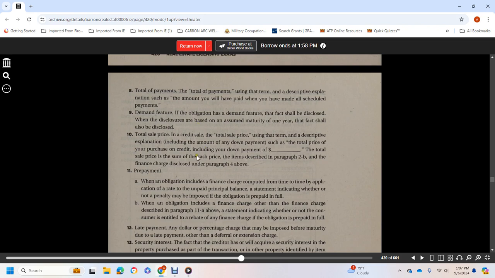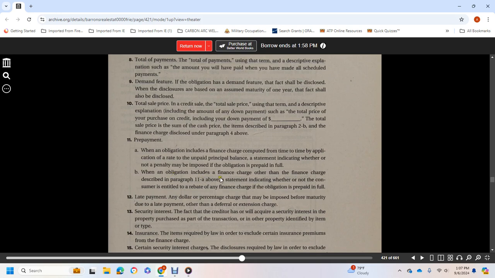Prepayment: when the obligation includes a finance charge computed from the time-to-time application of a rate to the unpaid principal balance, a statement indicating whether or not a penalty may be imposed if the obligation is prepaid in full. When the obligation includes a finance charge other than the finance charge described in paragraph 11A, a statement indicating whether or not the consumer is entitled to a rebate of any finance charge if the obligation is prepaid in full.